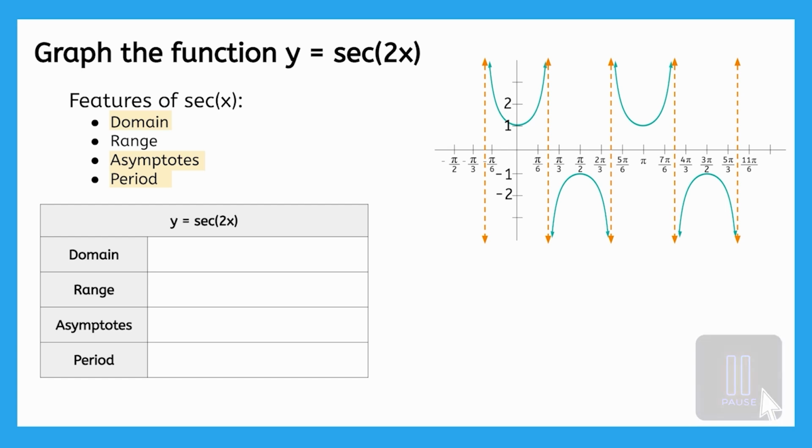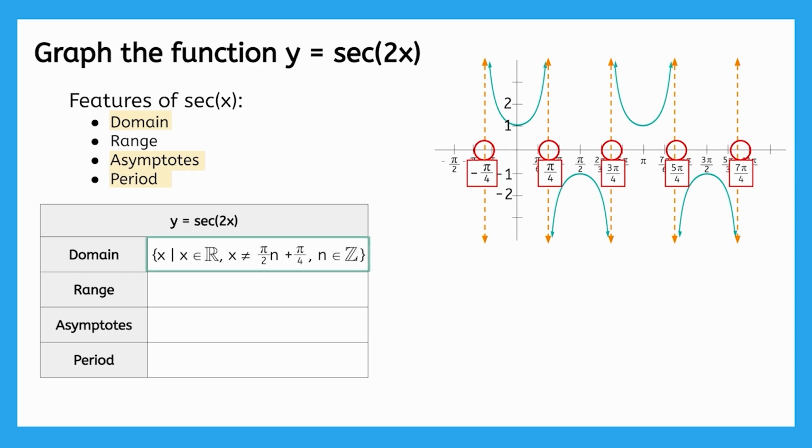Whenever I have vertical asymptotes on my graph, I know I have restrictions on my domain. In this case, the asymptotes occur at odd intervals of pi over 4. That means the domain is all real numbers such that x does not equal pi over 2 times n plus pi over 4, where n is an element of the integers.